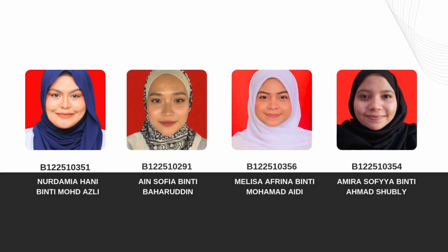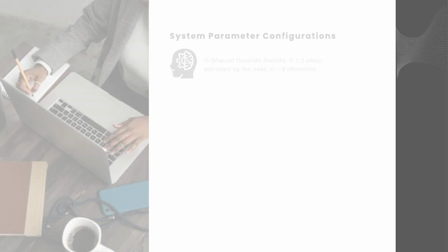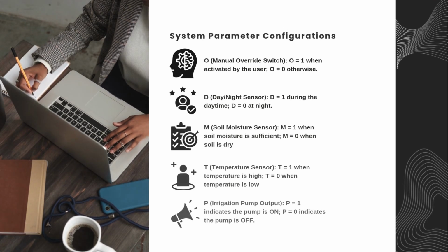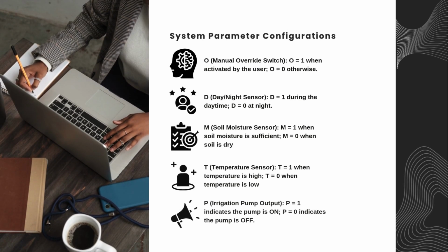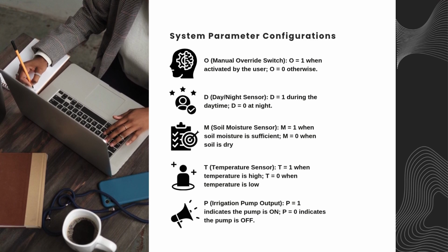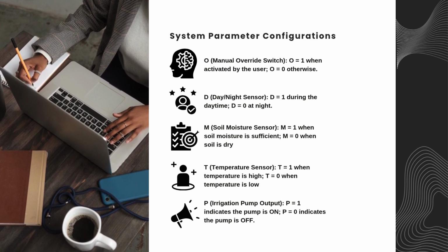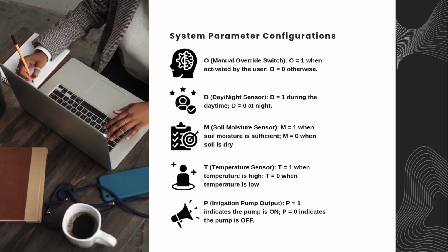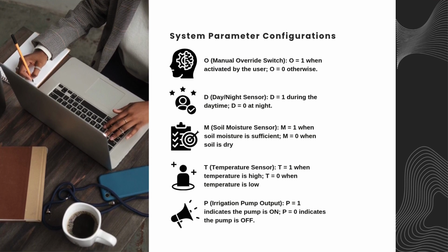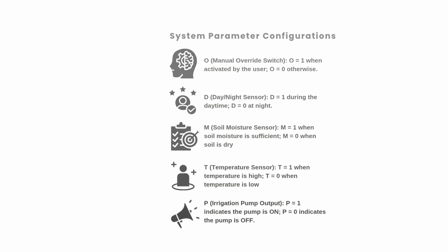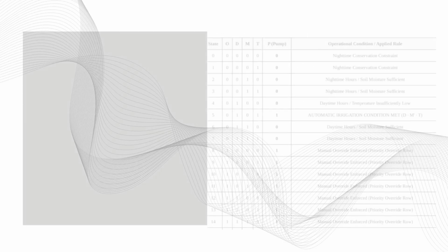To start, let's look at our core system configurations. The operational status of our irrigation pump P is handled by monitoring four key digital input variables. First, we have O, which represents the manual override switch. Second is D, which is our day and night sensor. Third is M, which tracks our soil moisture level. And fourth is T, which stands for the ambient temperature. Our output target, P, turns on at logic level 1 and shuts off at logic level 0.